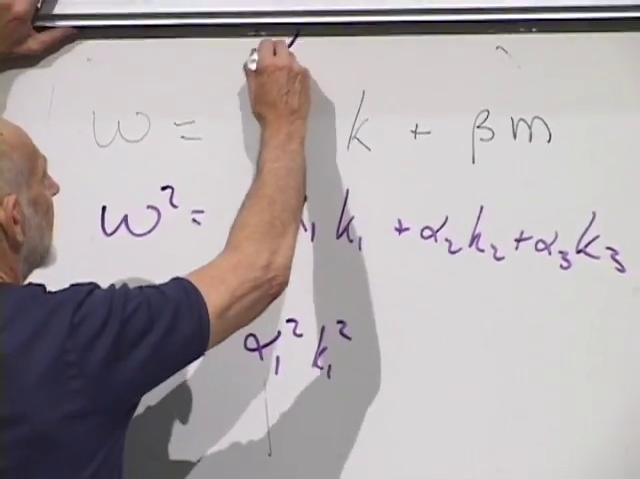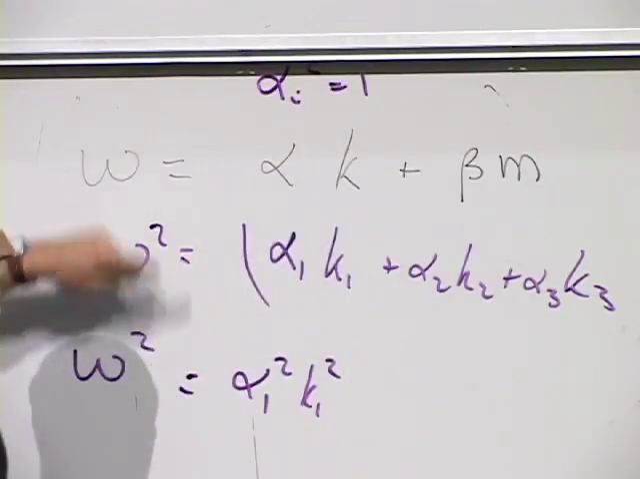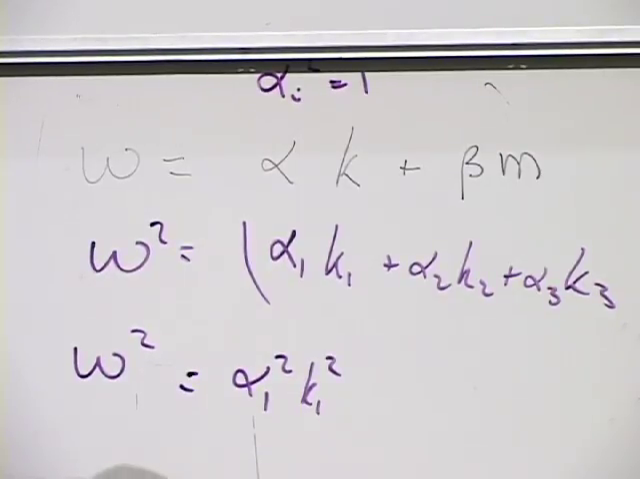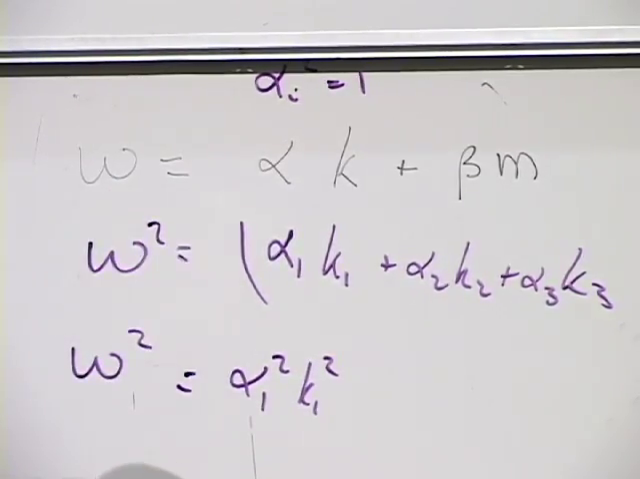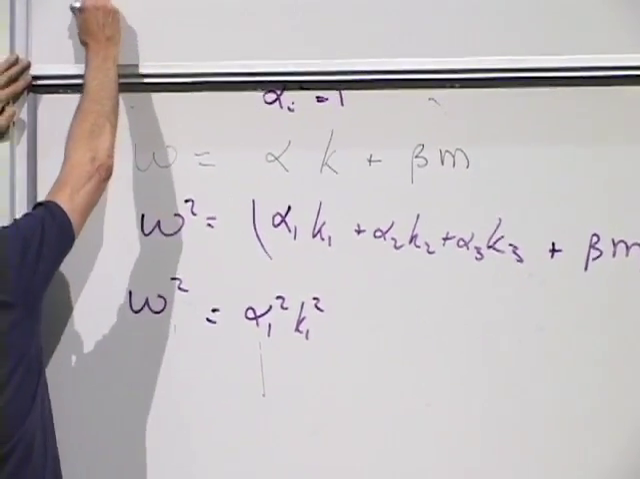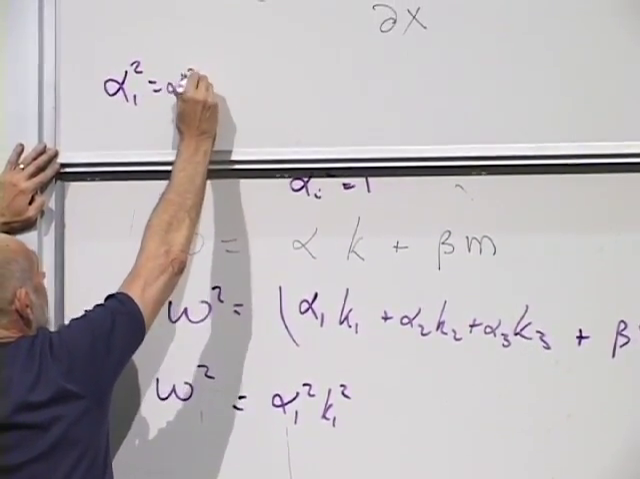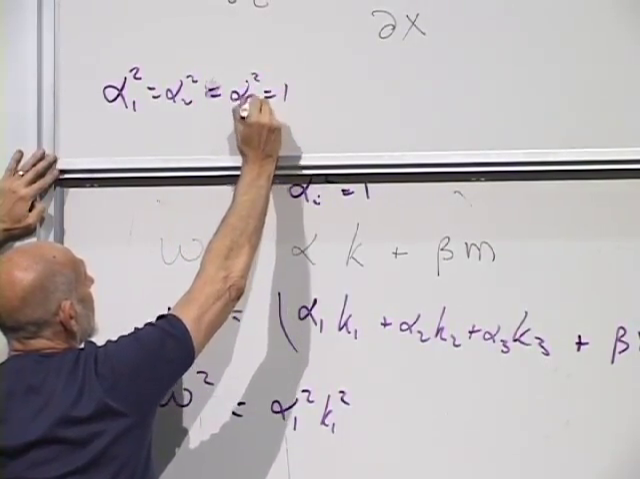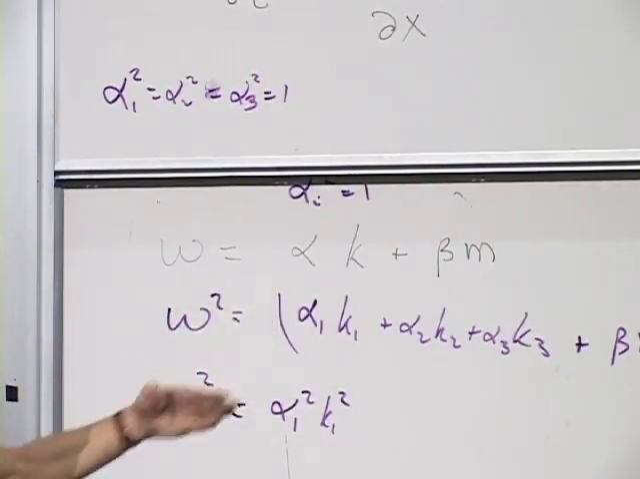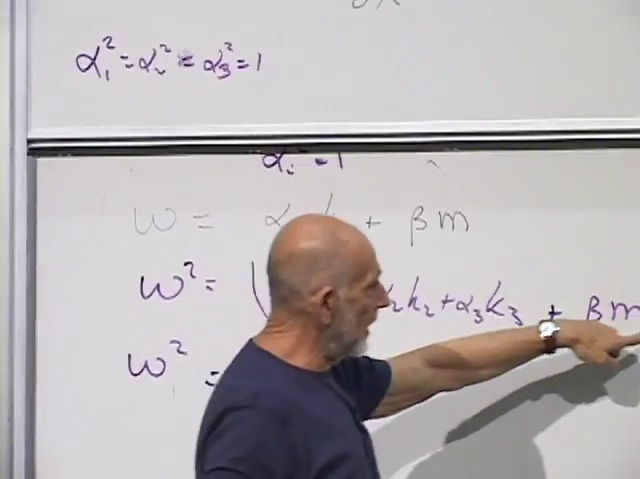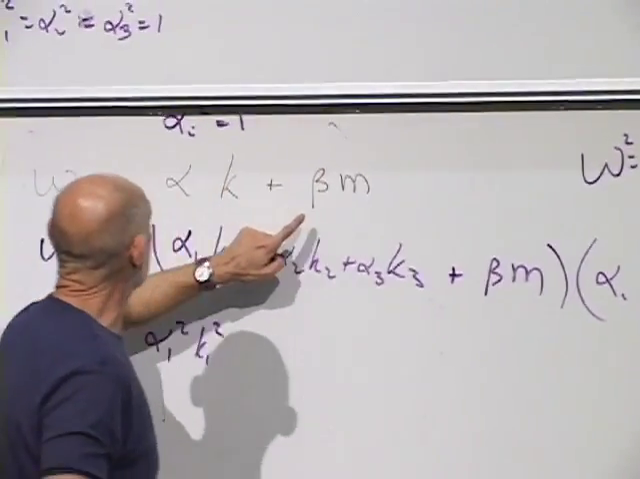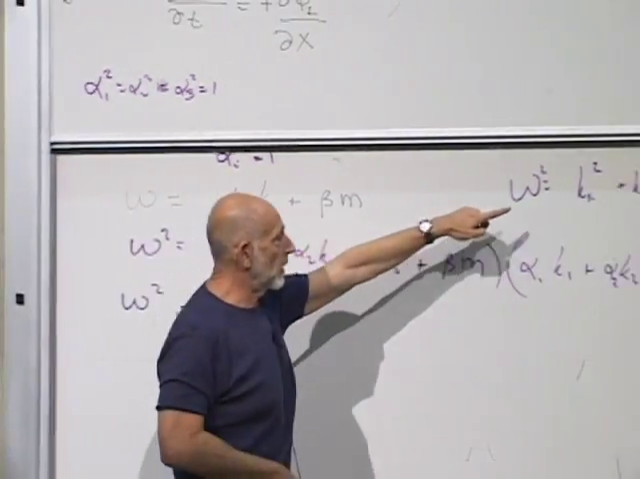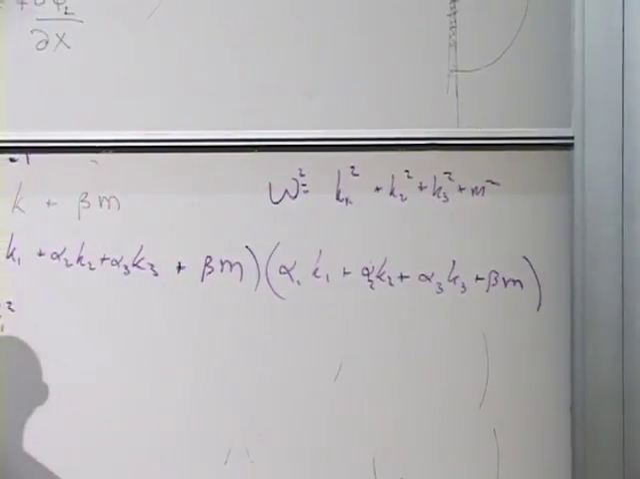So we can write that: alpha sub i squared equals 1 for i equals 1, 2, and 3. The square of each alpha matrix has to be 1. That's the first condition. Let me write it up here: alpha 1 squared equals alpha 2 squared equals alpha 3 squared equals 1, all three of them. Now, what about beta? When we multiply beta squared, we're also going to want to match this. So beta squared had better be equal to 1.